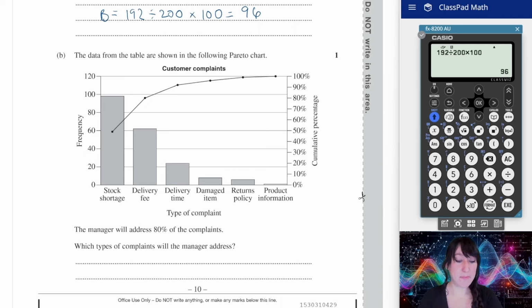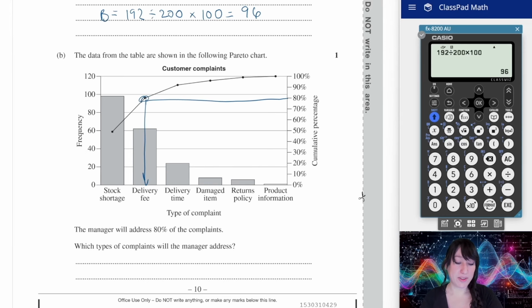Part B says, the data from the table are shown in the following Pareto charts. The manager will address 80% of the complaints. Which types of complaints will the manager address? So remember, with the Pareto charts, the line graph shows us the cumulative percentage, which follows the vertical axis on the right. We're looking for cumulatively 80%.